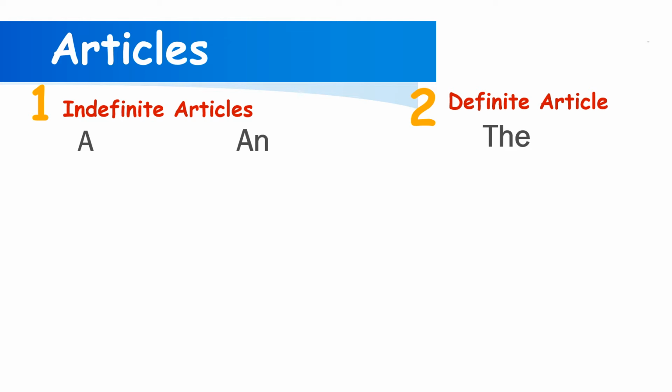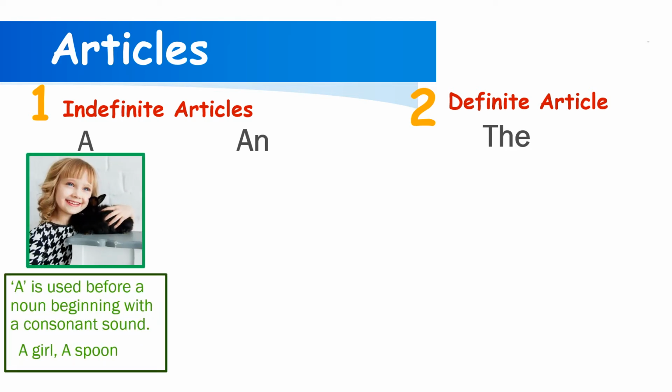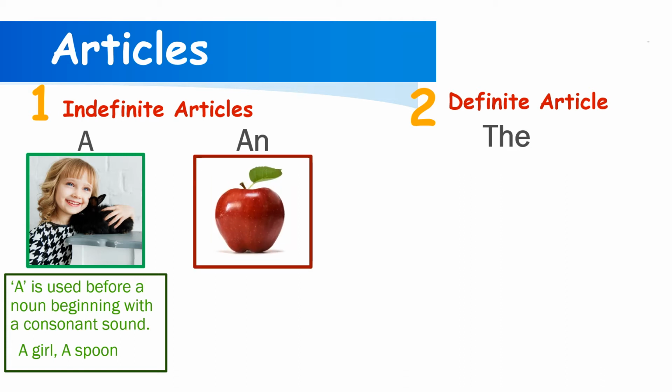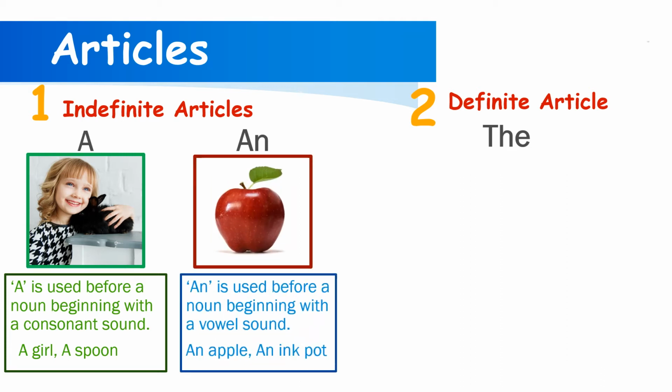A is used before a singular countable noun beginning with a consonant sound. For example, a girl, a spoon, a chair, a book. An is used before a singular countable noun beginning with a vowel sound. For example, an apple, an egg, an orange, an umbrella.